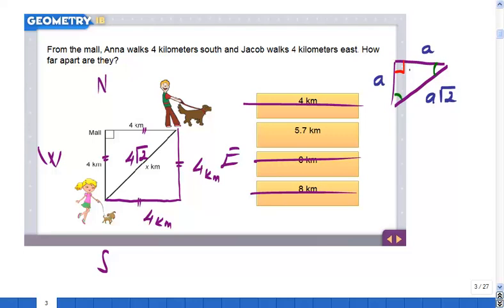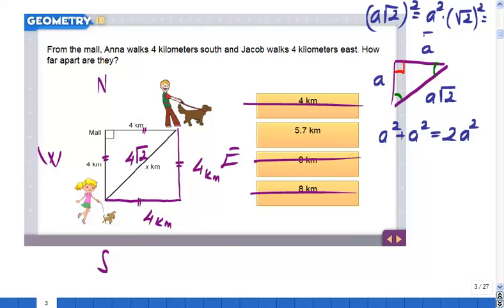How am I getting that? Well, guys, in a right triangle, the sum of the squares of the legs, A squared plus A squared, equals the square of your hypotenuse. Well, the square of the hypotenuse better be 2A squared. And if I have A square root 2, everything squared, there's going to be A squared times square root 2 squared, which is A squared times 2. Obviously, that will be 2A squared, right?